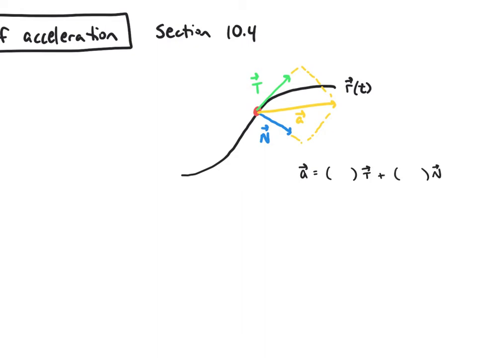If we were to combine those, we would have some vector A, some acceleration vector, made up of these two scaled components. The scaled components are going to be the tangent component of acceleration and the normal component of acceleration. And that's what I'm going to show you right now.